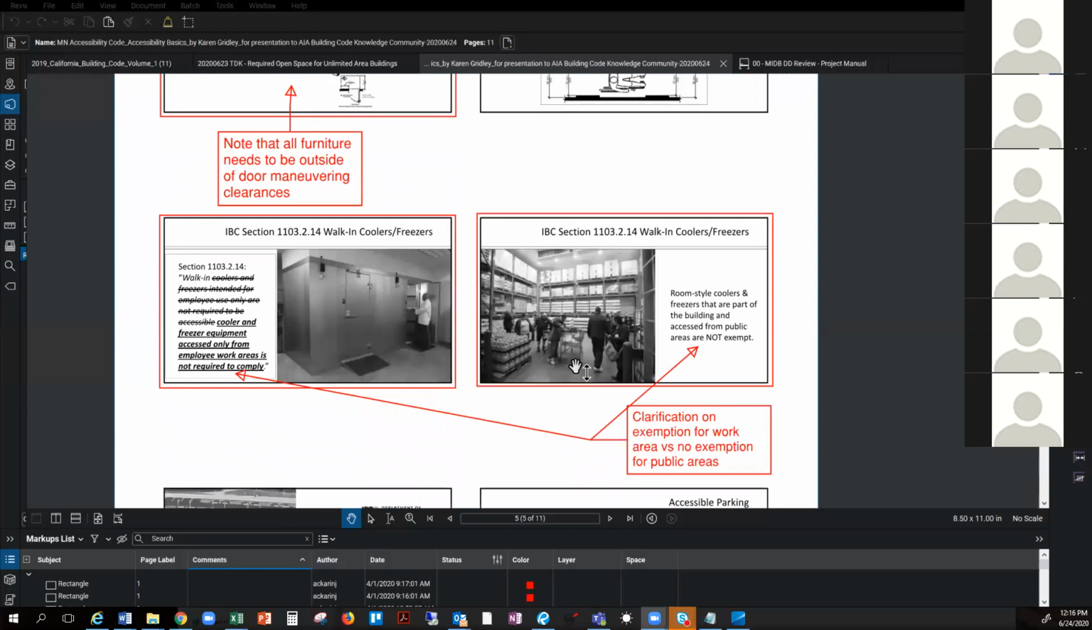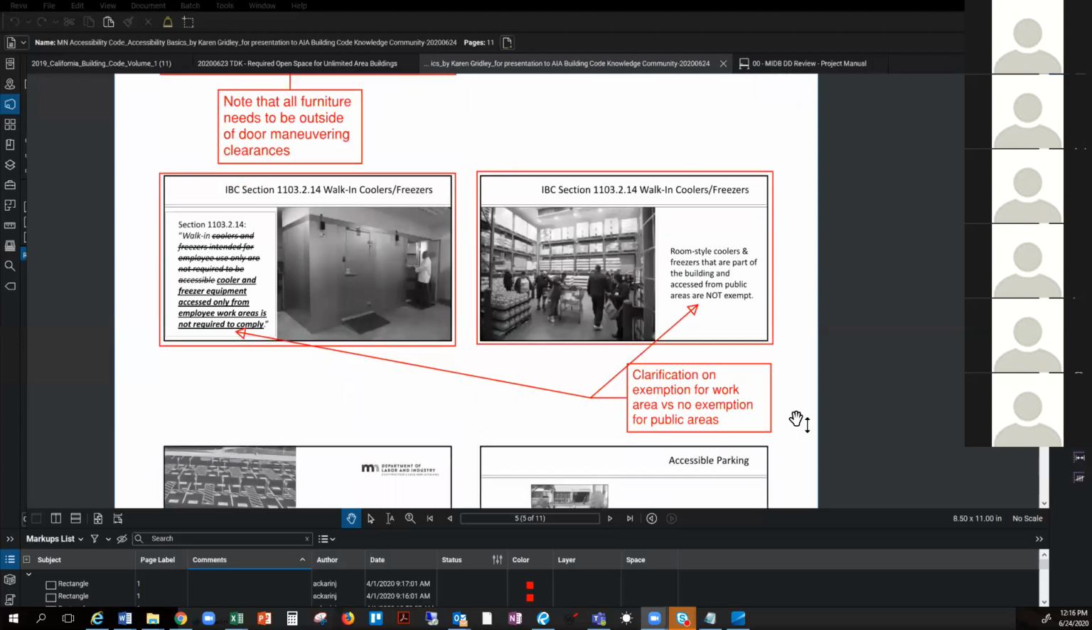So this one really talks about, these two slides are really about employee work areas as opposed to public work areas. So obviously on the right side is the public. It's going to be a higher level of accessibility requirements than if you were going into a cooler that was only for the employees. So you're going to need to be able to address both conditions, but know that obviously in the employee workspaces, there's a point to which the accessibility ends.